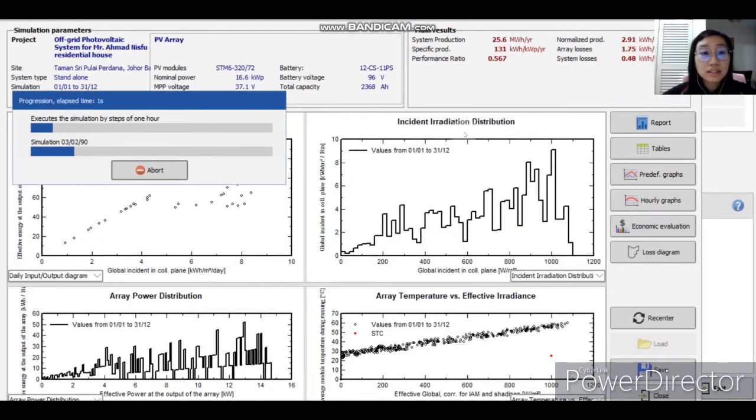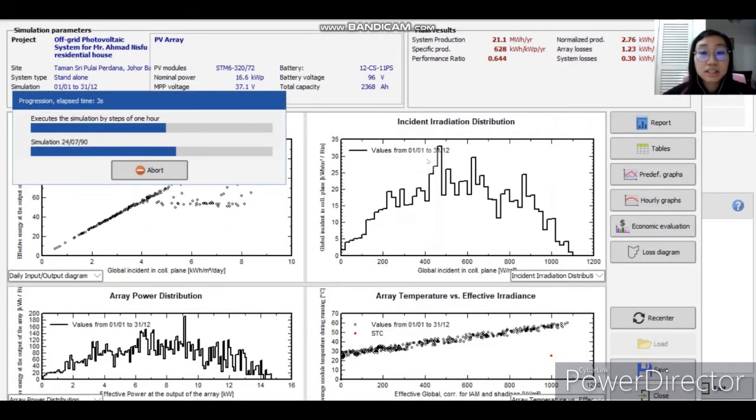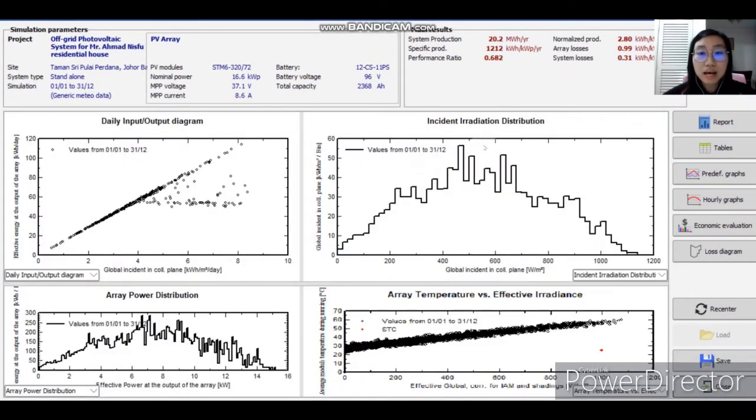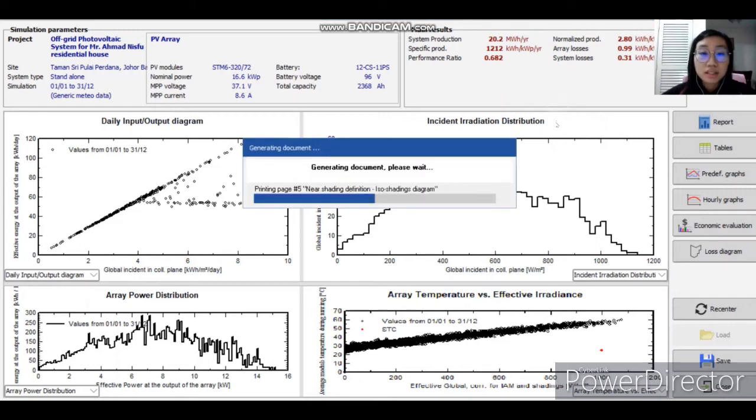and we can see the design of the off-grid photovoltaic system for Mr. Ahmad Nifu residential house. And we can click the report, and it will generate the document that we have set up just now. And we can observe and also get all the data from the photovoltaic system.